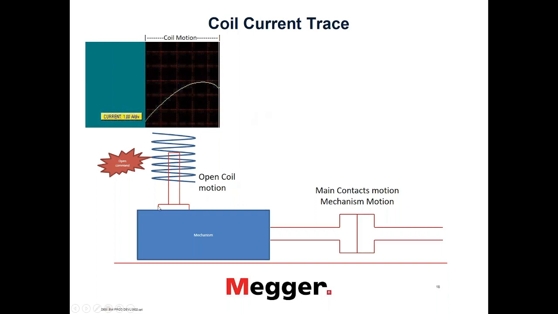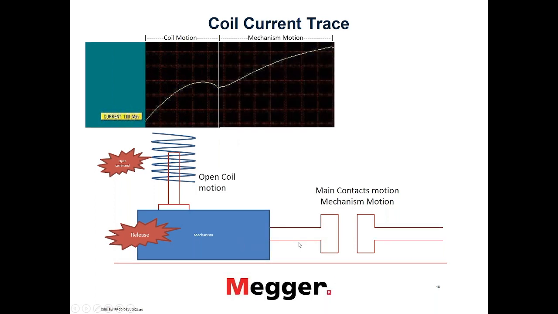Then once this armature reaches its final place, it will release the mechanism. It will be released, and the mechanism will release the energy in it and open the breaker very fast. During this release duration, a second jump will happen in the coil current. You are still measuring the coil current. A second jump will happen to it.